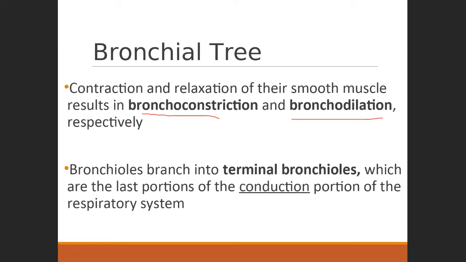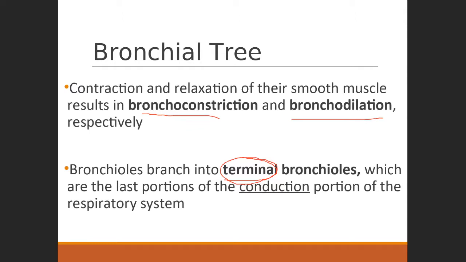So the trachea divides into main bronchi. The main bronchi divide into lobar bronchi. The lobar bronchi divide into segmental bronchi, which divide into bronchioles. The bronchioles divide into terminal bronchioles. Now take your cue from the word terminal here. Terminal pretty much means end of the road, right? This is not the end of the road completely, but it is the last portion of our conductive anatomy.